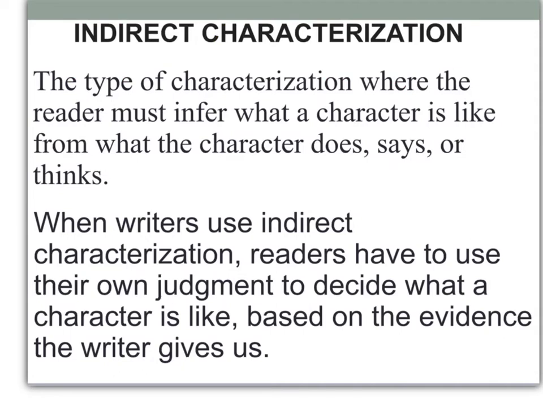Moving on to indirect characterization, the type of characterization where the reader must infer what a character is like from what the character does, says, or thinks, right? So the author is showing us what the character is like, and we must infer what that means. When writers use indirect characterization, readers have to use their own judgment to decide what a character is like based on the evidence the writer gives us.